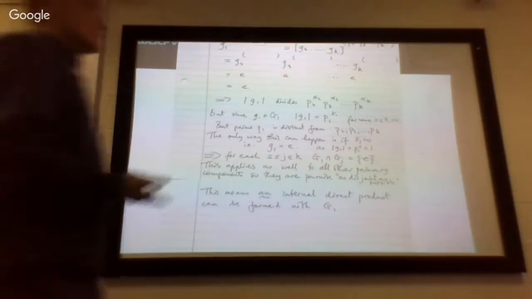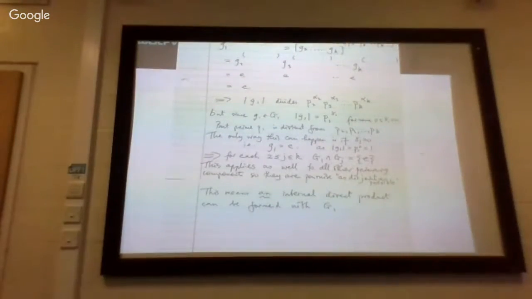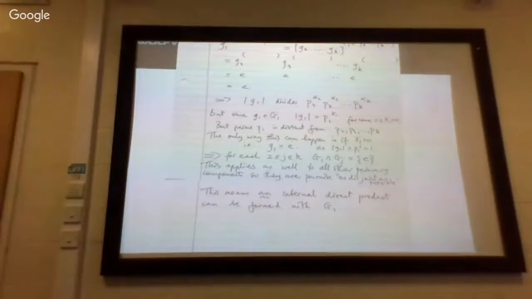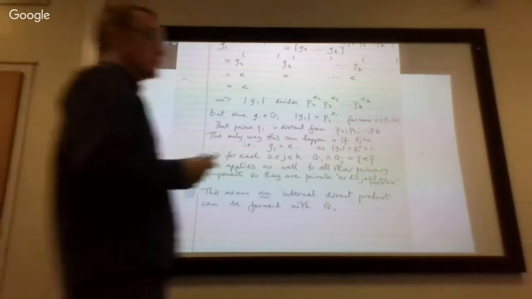Remember, these primary components are certainly not a partition of G. There are plenty of other elements in G which have orders which are products of different primes, products of powers of different primes. So we still have this question: does this internal direct product give you all of G? Or could it possibly only be a subgroup of G? So there's still a question mark surrounding that equal sign on the board.